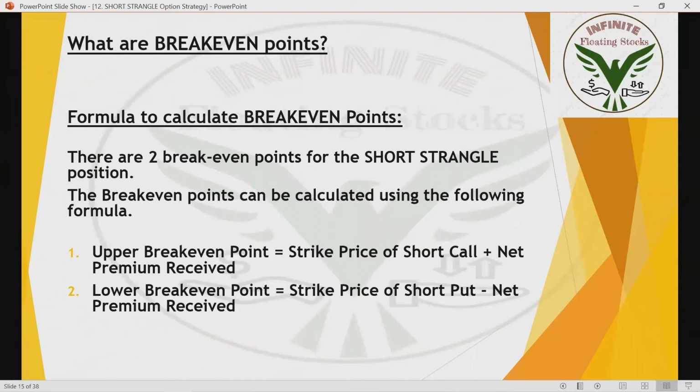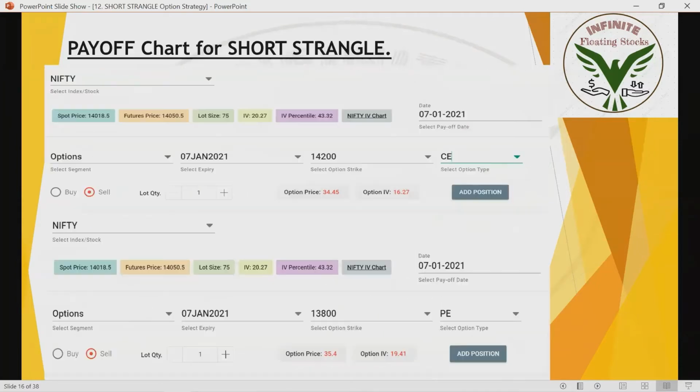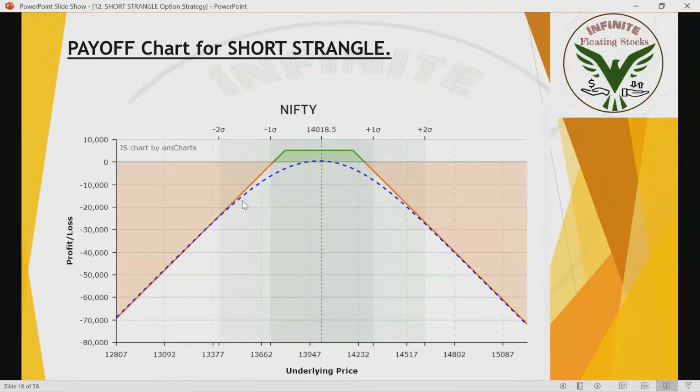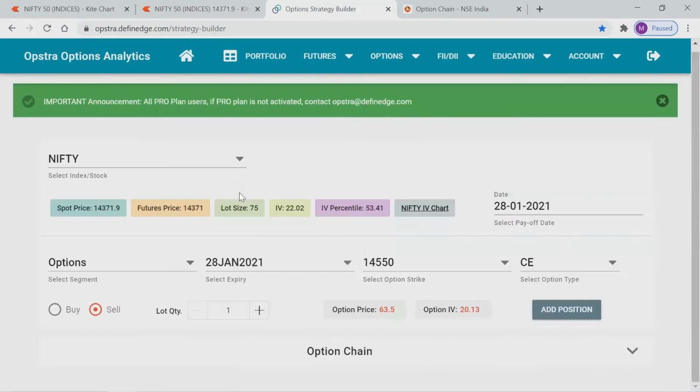So this is a formula to calculate break-even points. Not necessary to remember, just use a payoff diagram or Opstra strategy builder to get to know about your break-even points. Okay, now payoff chart. You already know this. I already showed you how to add them. Okay, it's pretty simple. I'll reset everything and I will add again for you guys.